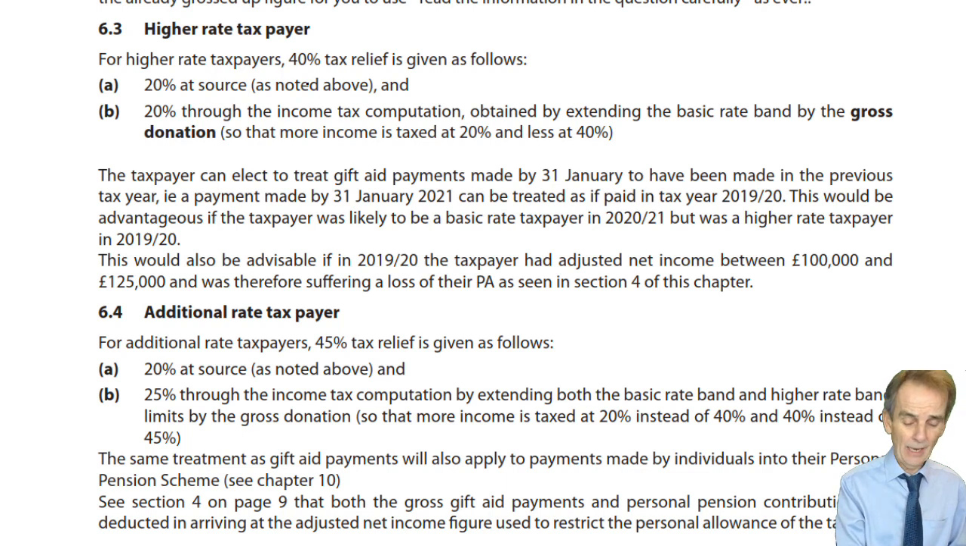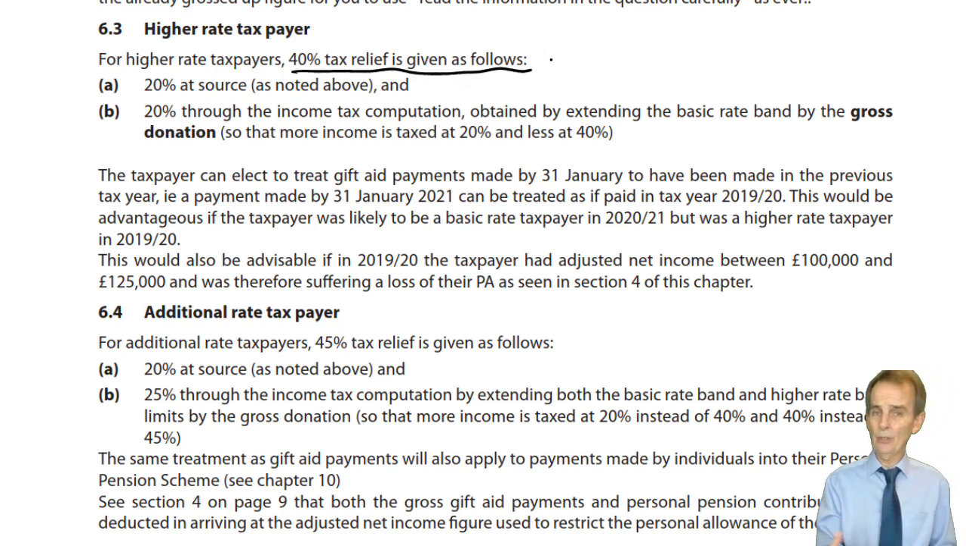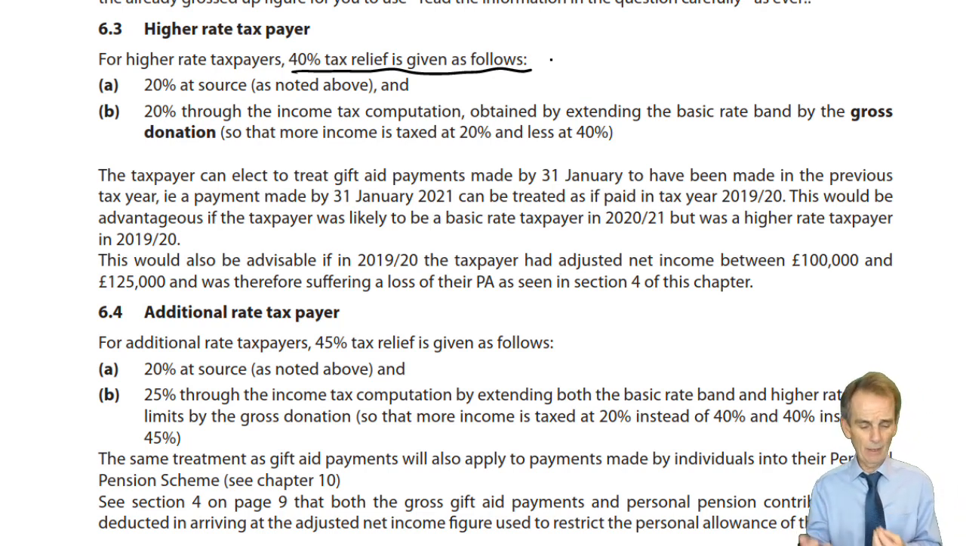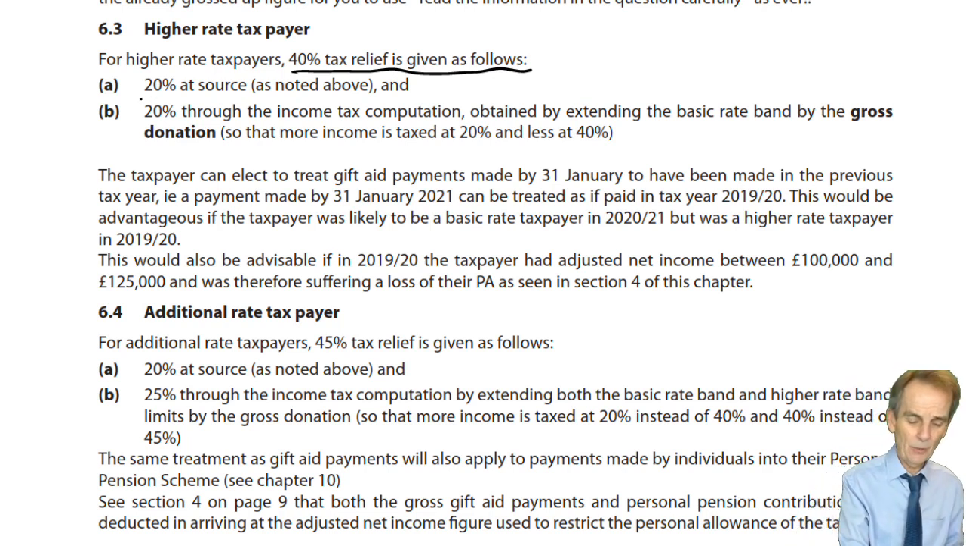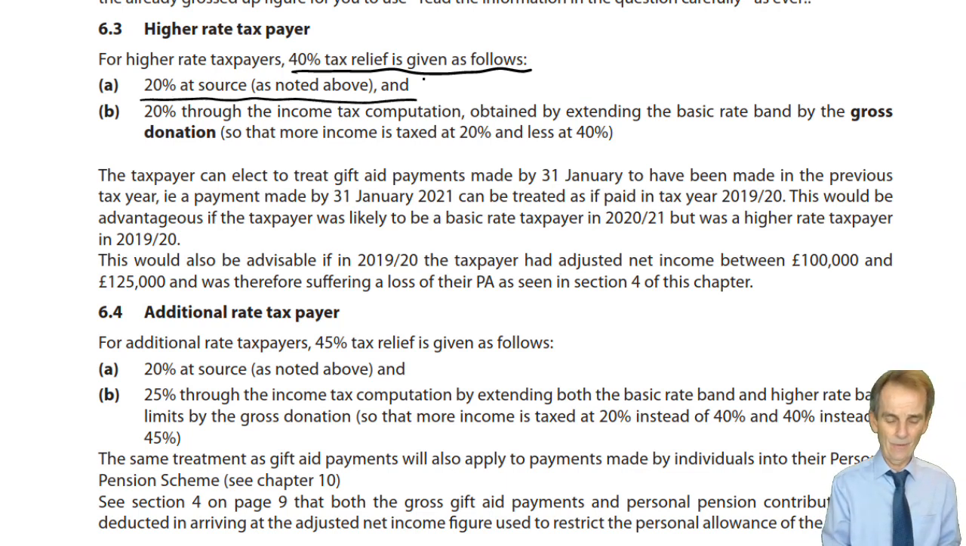Now, if you are a higher rate taxpayer, then 40% tax relief is available to you and will be given. Now, you know that you've got basic rate relief at source. To give the charity a gross 100, you actually gave them a net £80. You got your basic rate relief at source. But if you're a higher rate taxpayer, then we do get higher rate relief, i.e. 40%. So 20% relief has been given at source, you paid your 80, they got 100.